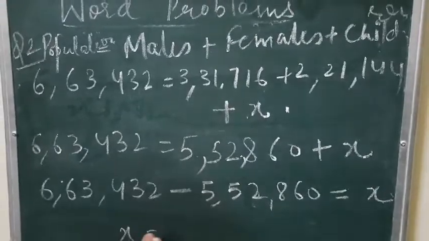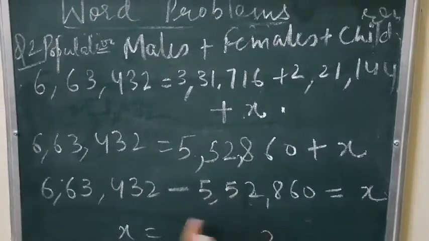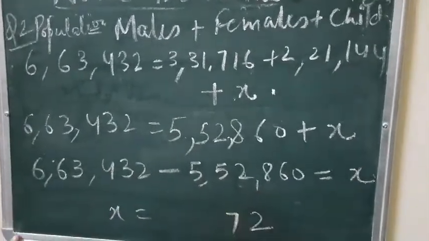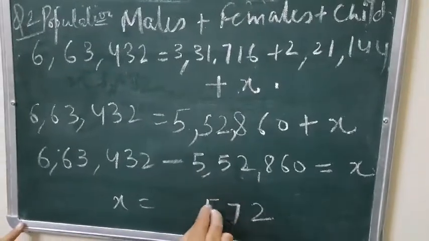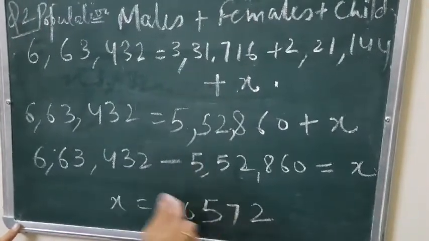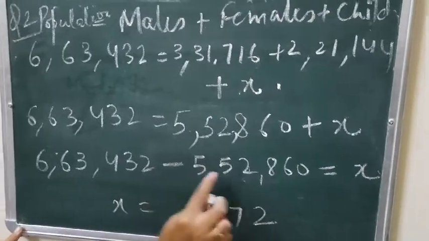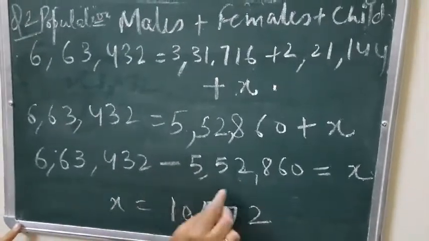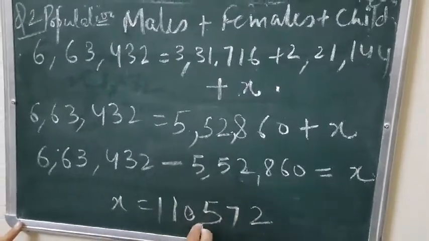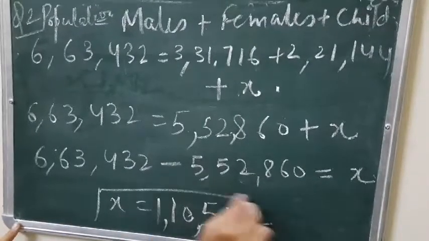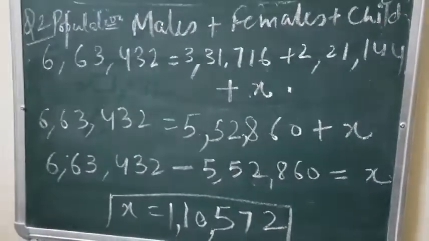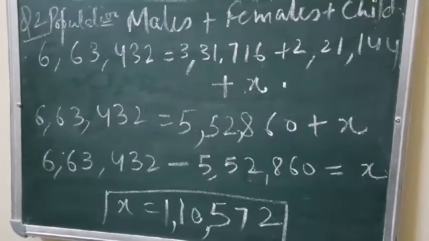Just subtract it now. 2 minus 0, 2. 13 minus 6, 7. 13 minus 8, 5. 2 minus 2, 0. 6 minus 5, 1. And 6 minus 5, 1. So your answer will be 1,10,572. This is your number of children.